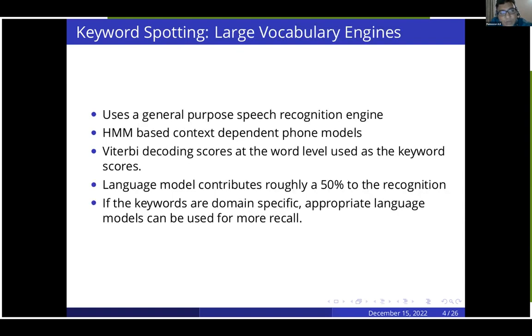In a large vocabulary keyword spotting system, we'll be using a general purpose speech recognition engine. Mostly it will be HMM based context dependent phone models. The decoding scores at the word level will be used as the keyword scores, and the language model contributes heavily to the recognition of the keywords. If the keywords are coming from a particular domain, then you can actually use appropriate language models made from that particular domain.